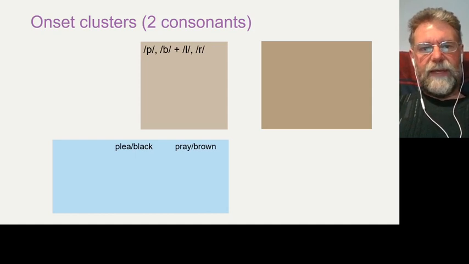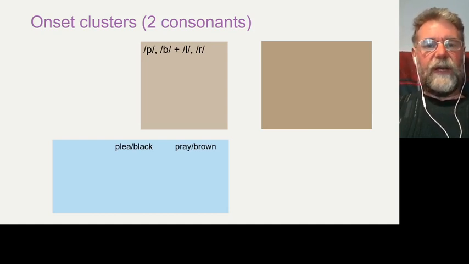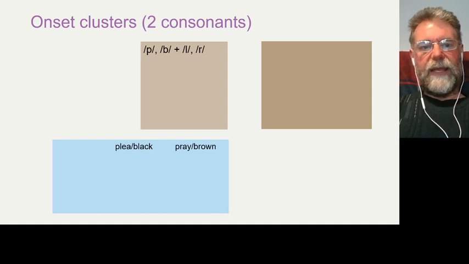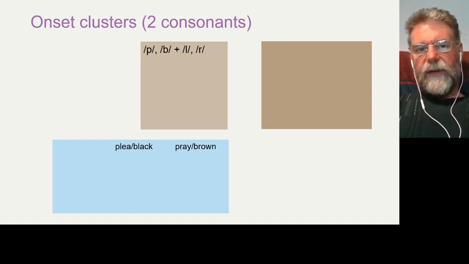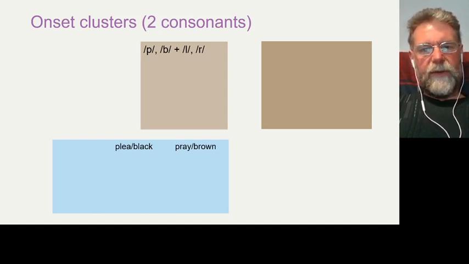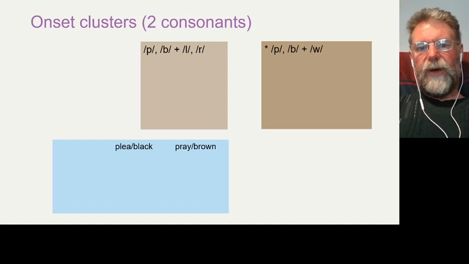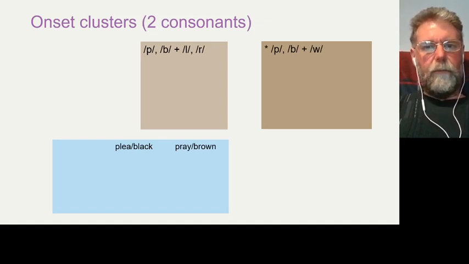Let's start with the bilabials, the outside part of the oral tract, and we've got p and b, which can be combined with l and r. So as in plea and black and pray and brown. Note, however, l and r are approximants, but you can't get a p or a b followed by a w in English. There's no pw or bw words in English.